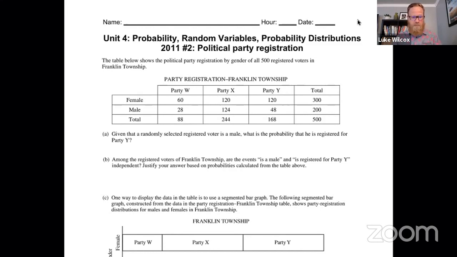So here's what it says. The table below shows the political party registration by gender of all 500 registered voters in Franklin Township. And so what I see here is a two-way table. And I notice that we've got male, female over here. And then if I look across the top, it looks like we've got the particular political parties. I guess there's 3 of them, party W, X, and Y. And then also just to make sure that we note that this two-way table has already calculated totals for us that we may need in order to solve some of these questions.